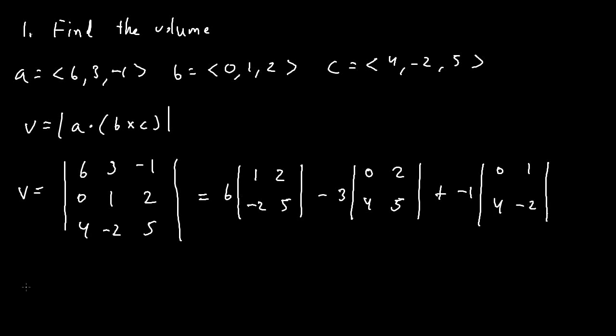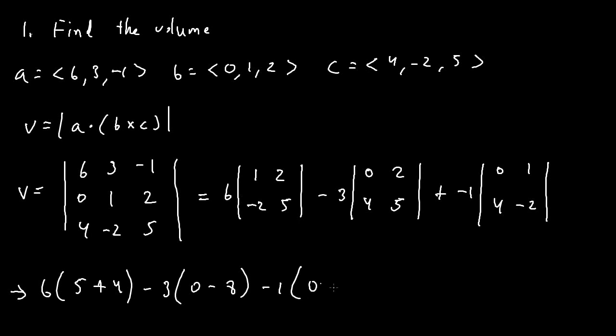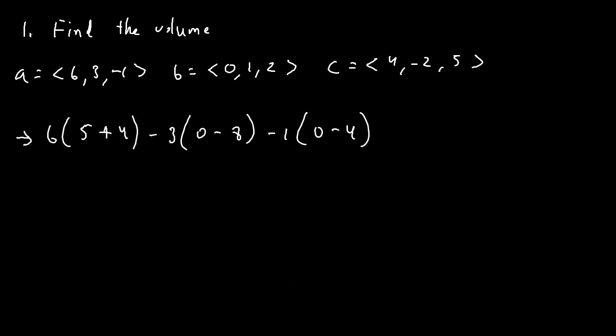So now when we evaluate, we still cross multiply, so we have 6 times 1 times 5, which is 5, minus negative 2 times 2, negative 4. Minus a negative 4 means plus 4. And then we have minus 3 times 0 times 5 is 0, minus 4 times 2, which is 8. And then minus 1 times 0 times negative 2 is 0, minus 4 times 1, which is 4. So 5 plus 4 is 9. 9 times 6 gives us 54. So we're at 54 here, minus 3 times negative 8, which is negative 24. So that'll be minus a negative 24, so plus 24. And then we have 0 minus 4, negative 4, times negative 1, so positive 4 here. So 54 plus 24 gives us 78, and 78 plus 4 gives us 82. And so that is the final answer for the total volume of the given parallelepiped.